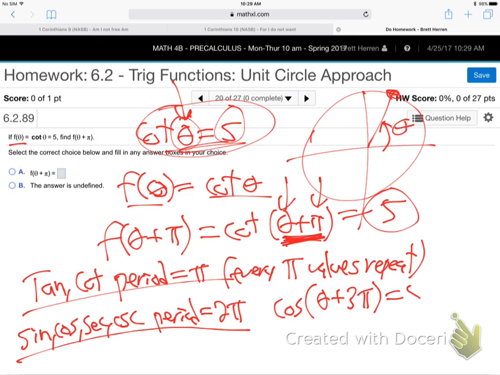What if they had said cotan of theta plus 3 pi? Still going to be 5. Are you tracking with me? Because anytime you add a pi, 5, add another pi, still at 5, add another pi. Every time you add a pi, pi is 180, it's halfway around. Anytime you add a pi, it's going to be 5. Does that make sense? We good?